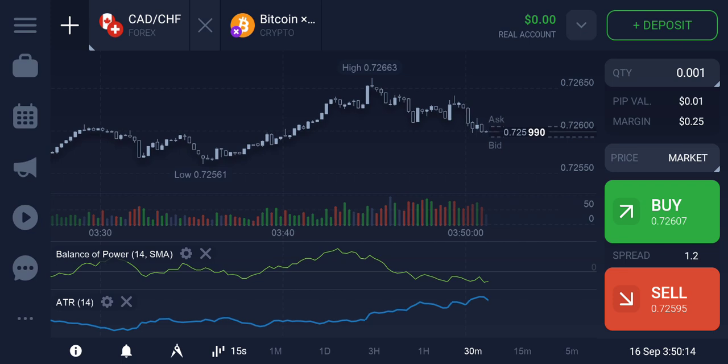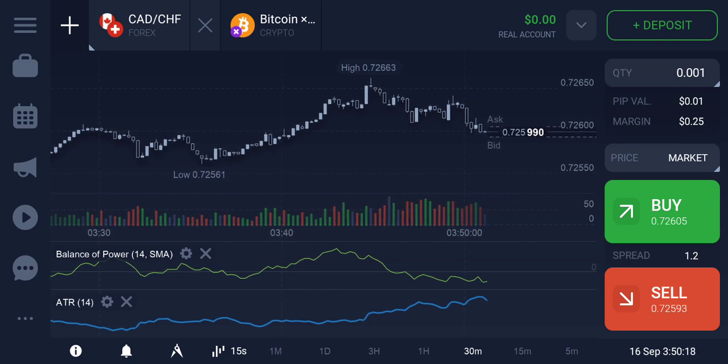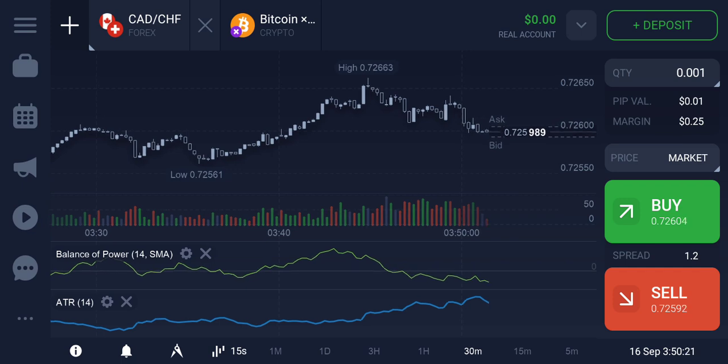A red candle represents when price went down during that period of time. So for a red candle, we would have an open at the top of the body.